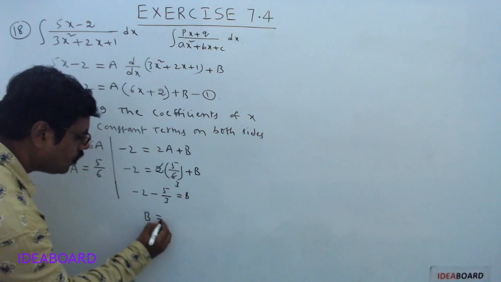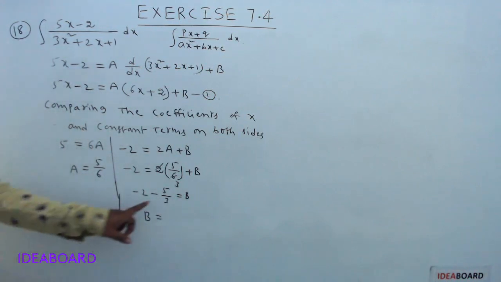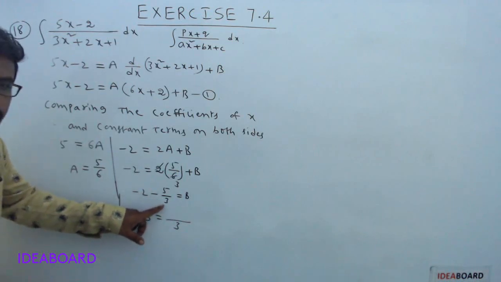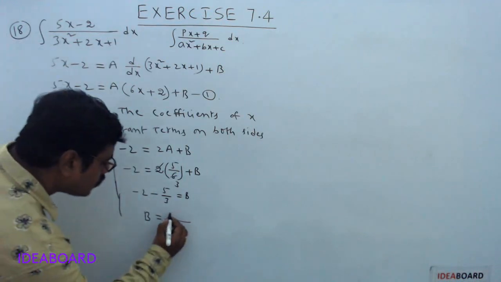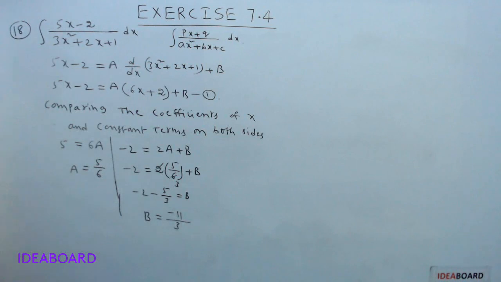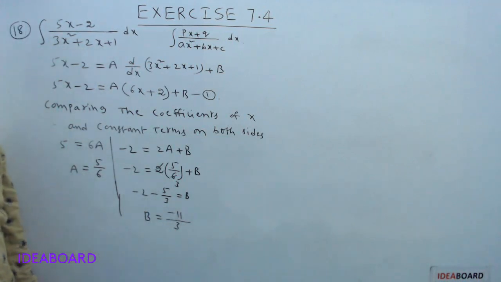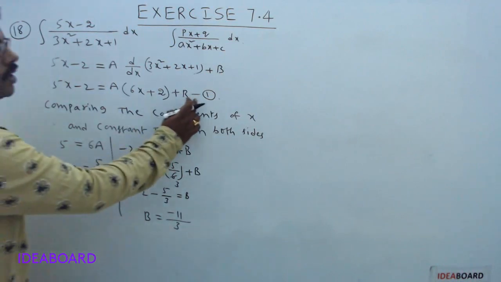So therefore B equals, what is the LCM? 3: (−2 into 3 − 5)/3, that is (−6 − 5), which is nothing but −11. So what is the value of B? −11 divided by 3. Now substitute the values of A and B in equation 1.